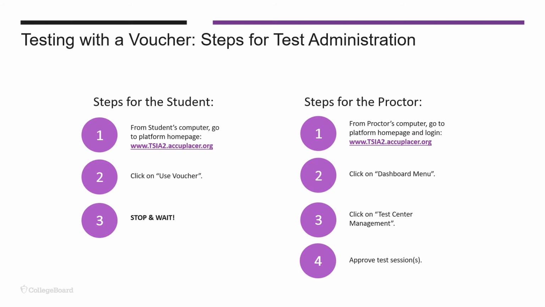This slide shows the steps for both the student and the proctor when using vouchers. The student begins by, number 1, going to the home page, number 2, clicking Use Voucher, and number 3, waiting for the proctor to approve their test session. The proctor then, number 1, from their computer, logs in. Number 2, clicks on Dashboard menu. Number 3, then clicks on Test Center Management. And number 4, then approves the test session.